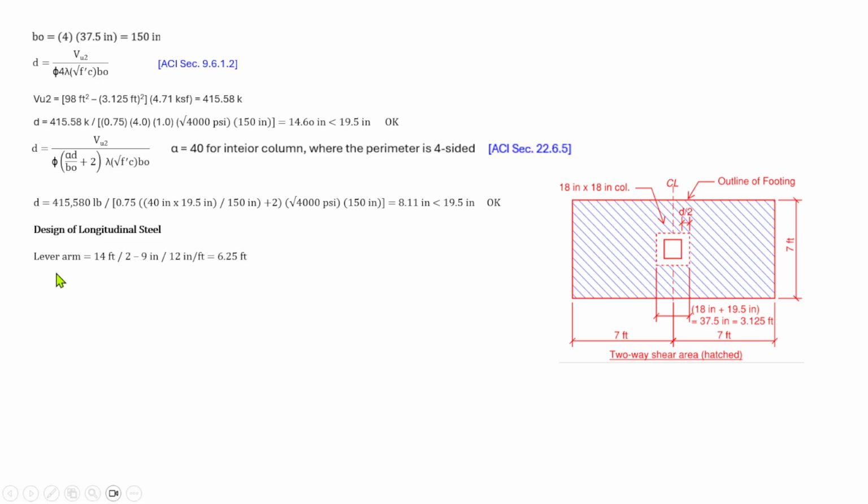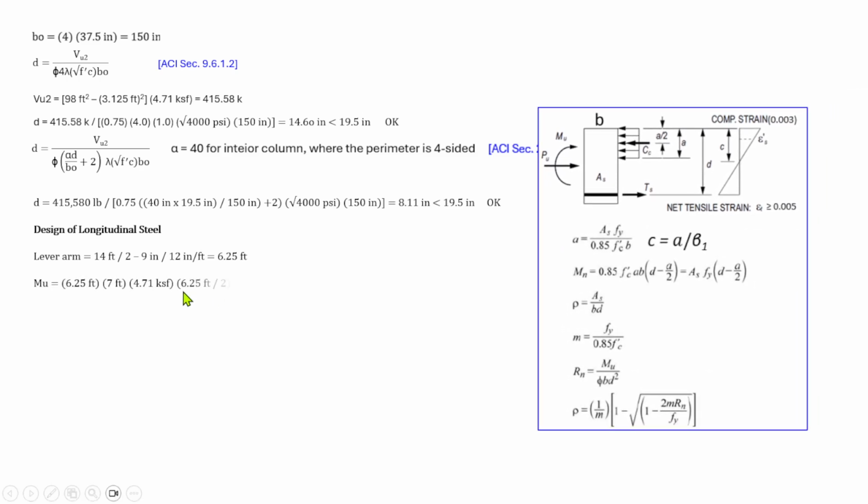We will first calculate the lever arm. So from 14 inches, the center of the column, we divide by 2, that is 7 feet, minus 9 inches. If we deduct that 9 inches, the lever arm, from the face of the column to the edge of the footing, is equal to 6.25. So now we will calculate the moment.